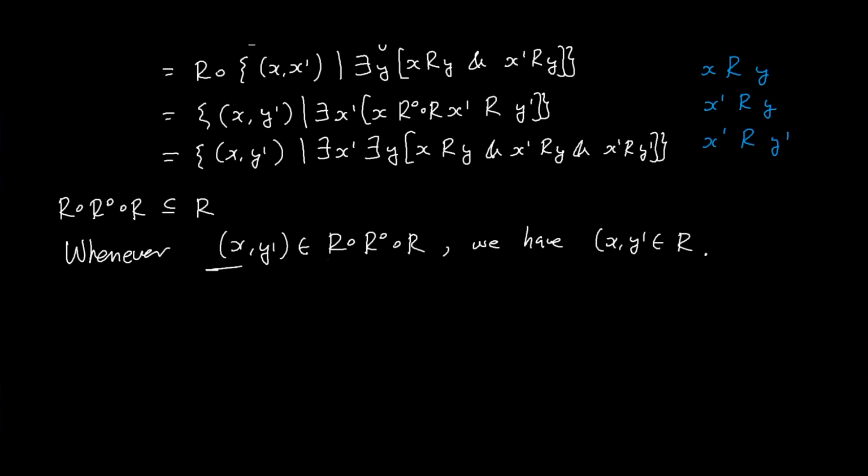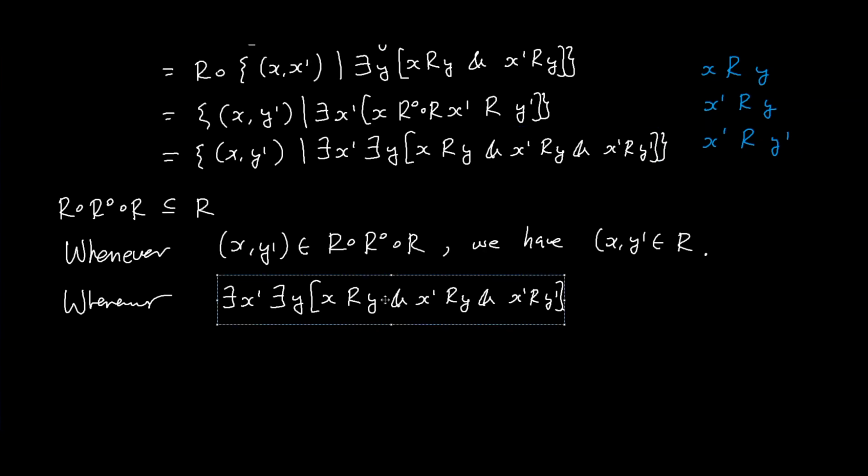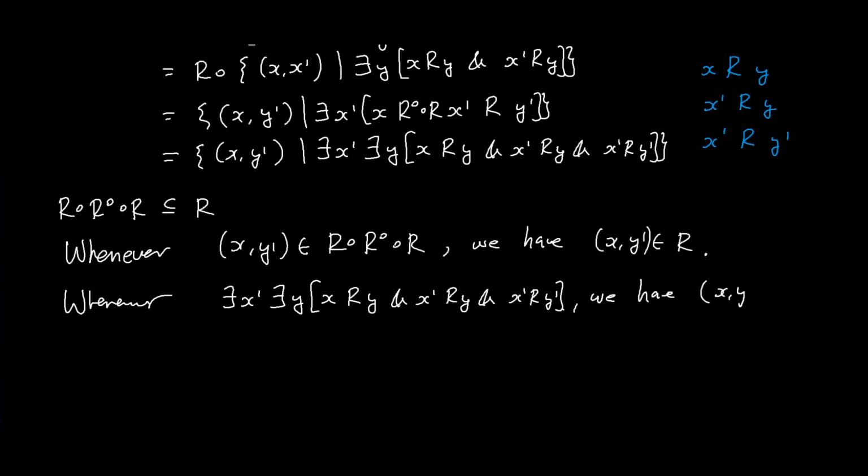Okay, but we know what this simplifies to, or maybe complexifies to. So in other words, this is equivalent to that. That's the result of our computation. So we're saying whenever this is true, whenever there exist such X and Y, we must have (X, Y') being in R. But that's exactly our scheme.